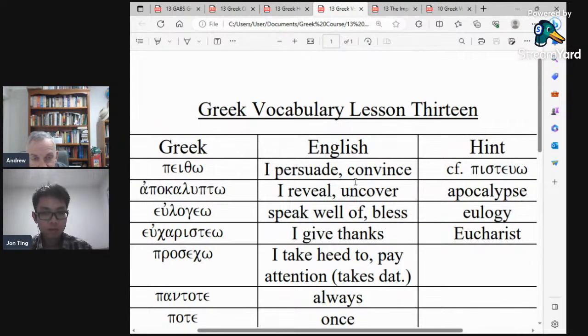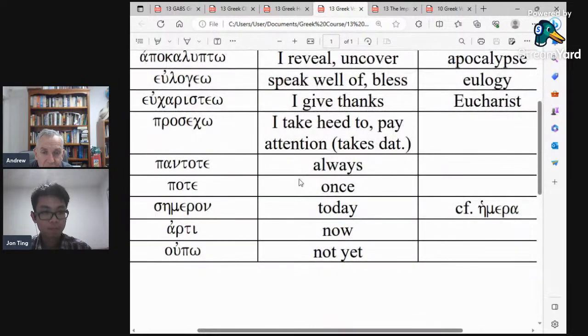Eulogeo comes from eu. You could see the eu at the front, just as in the next word, Eucharisteo. Both of these words, the word eu is the adverb form of good. So good in Greek is agathos or kalos, but here is the adverb form. To speak well is eulogeo, and to give thanks is really to give thanks well. Eucharisteo. So, yeah. All right, we don't need to say too much more.